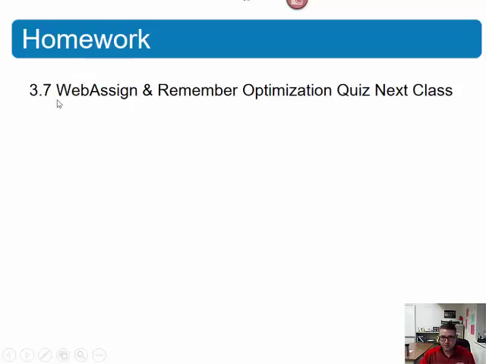So your homework is the 3.7 web assignment. Guys, I know this was fast, and I know some of it was confusing. Look through it, work through this assignment. I'm banking on this becoming more clear as you work through problems. And remember, next class you have an optimization quiz.